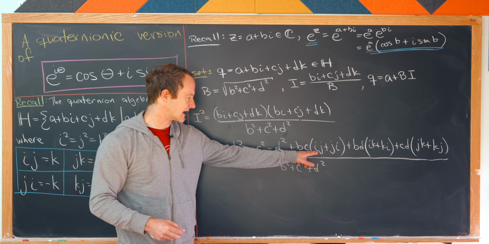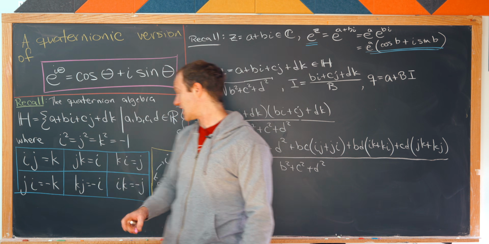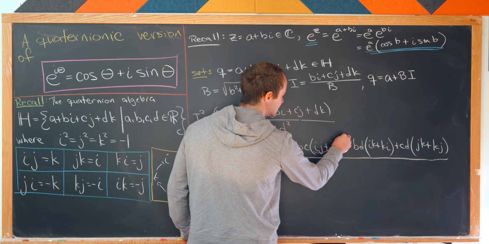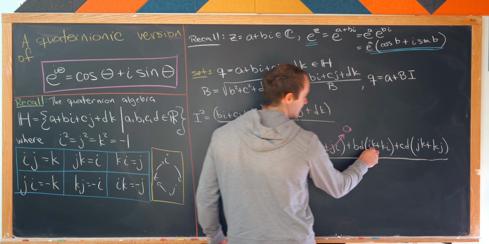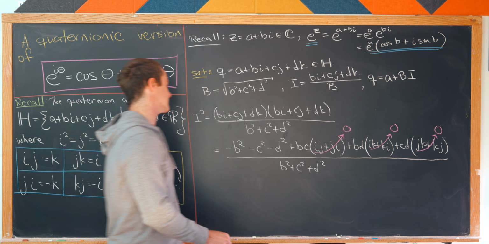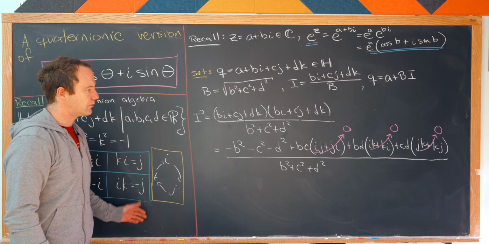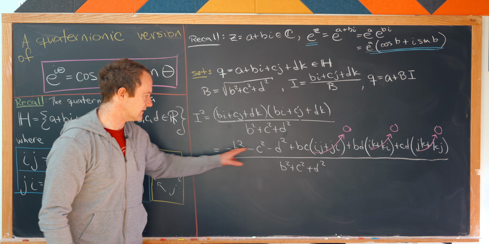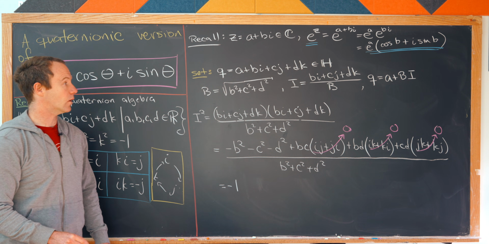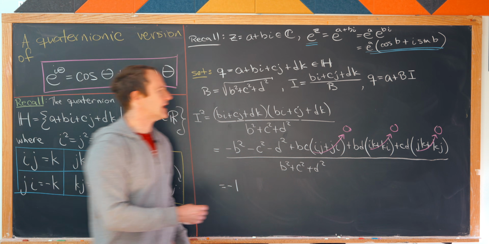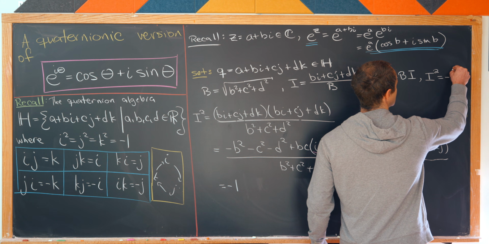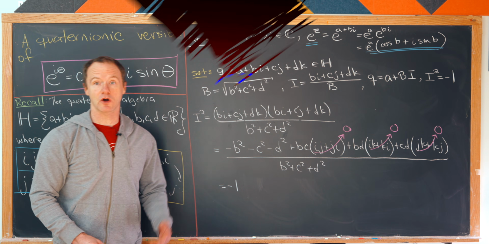So we're going to use the fact that i times j is k, but j times i is negative k. So if you add these two together, you'll get 0. Likewise, if you add these two together, you'll get 0, and these two together, you will also get 0. Now putting this all together, we've got negative this sum of squares over the sum of squares, which means we have negative 1. So up here I'm going to add the little result that capital I squared is equal to negative 1, and then we'll go from there.